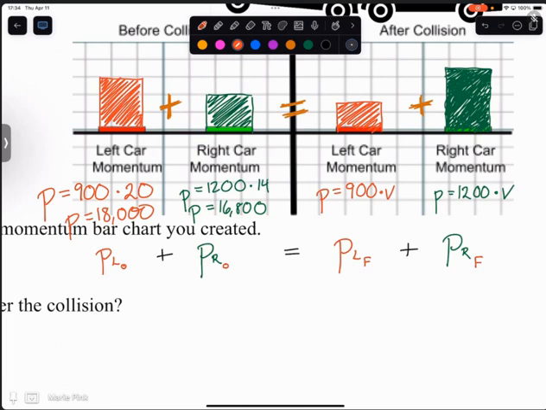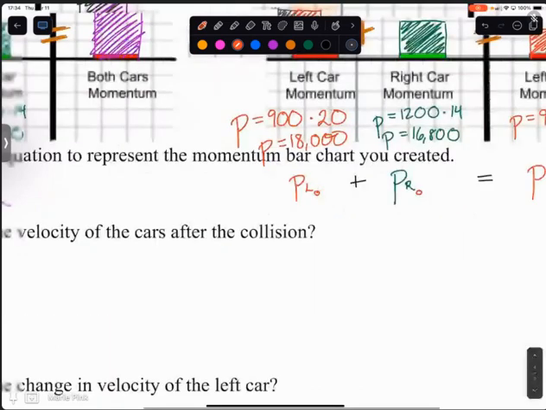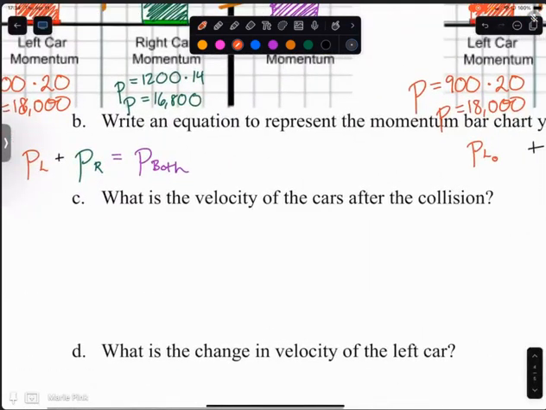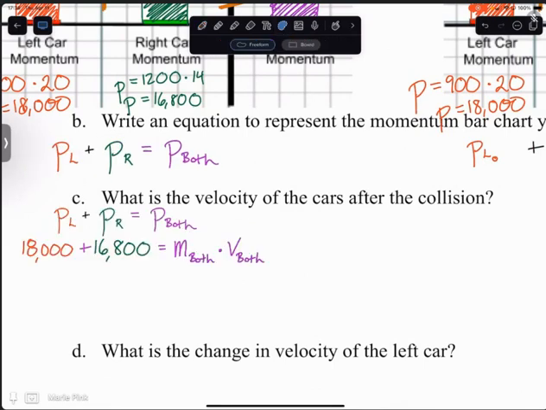Now, if you wanted to do this with numbers, that is also completely okay. And in fact, when we go ahead to substitute in to find that velocity for part C, that'll be the easiest way for us to do it. So I'm going to go ahead and do that. All right, so we calculated already that the left car had a momentum of 18,000 and the right car had a momentum of 16,800. So I went and put those in. So if I add those together, that'll give me 34,800, which will be equal to the momentum of both of them.